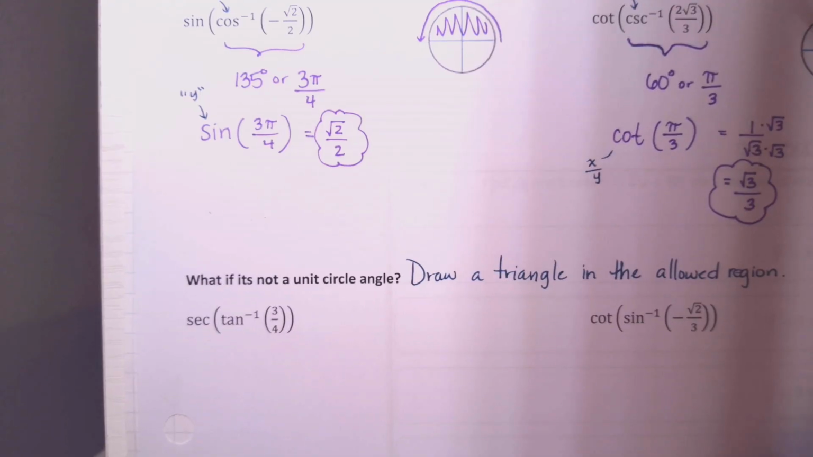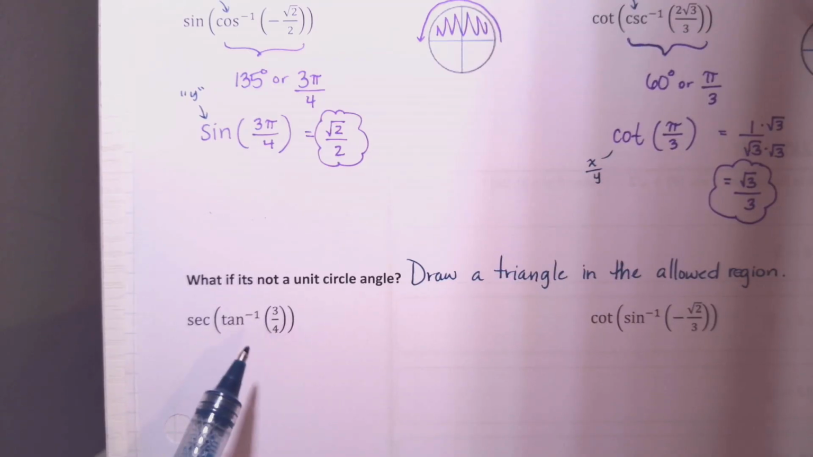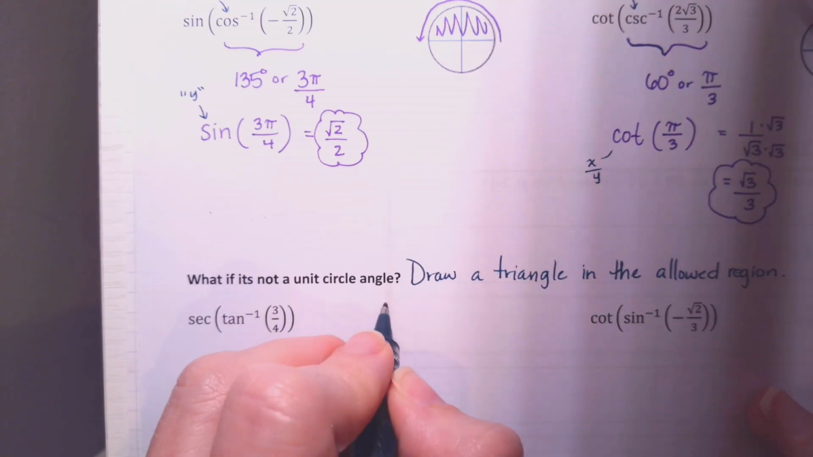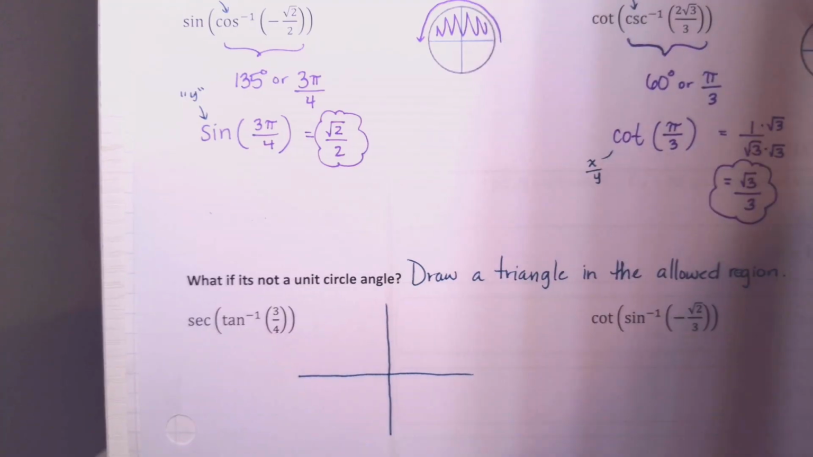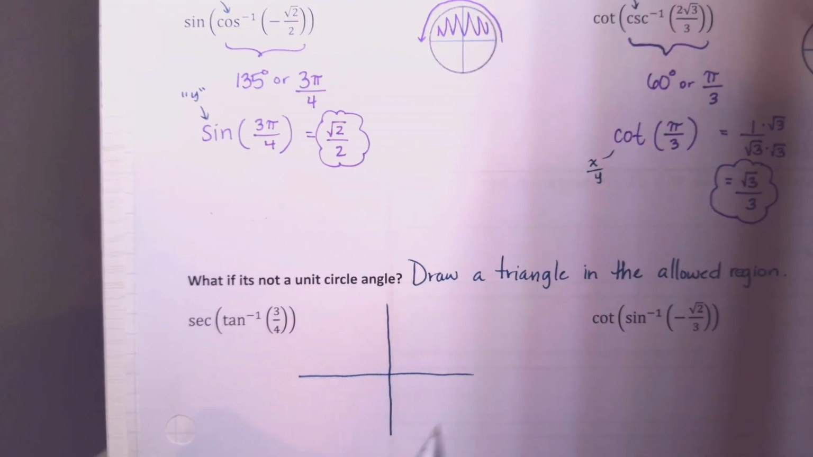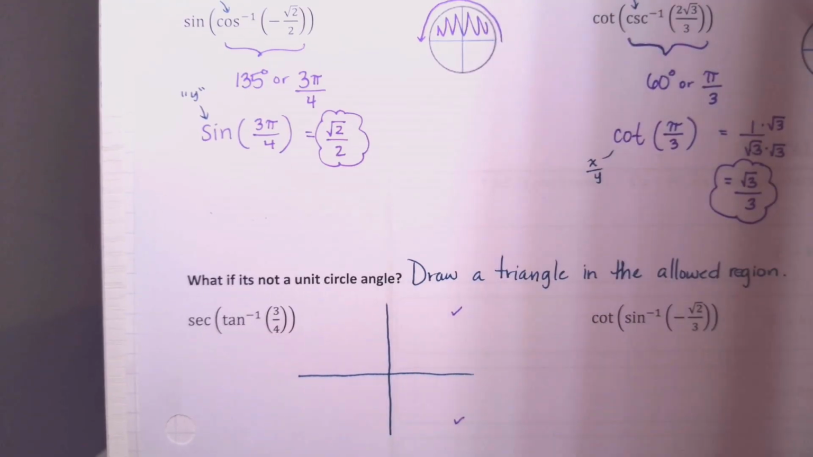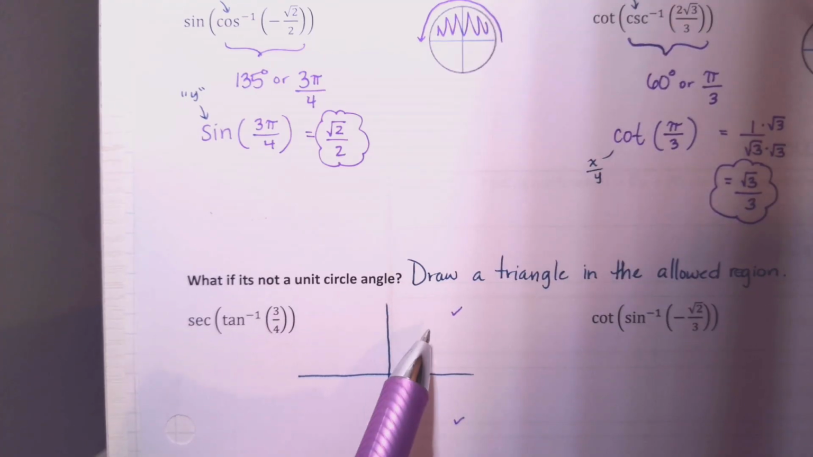Okay, so when I look at the first one, it says inverse tangent of 3/4. So I know that I'm going to need to draw a triangle somewhere where inverse tangent exists. I'm just going to draw a quick little coordinate plane, nothing on it really. Inverse tangent is allowed to exist from negative 90 to positive 90, so I'm going to put check marks there just to remind myself that this is where inverse tangent is allowed to exist.